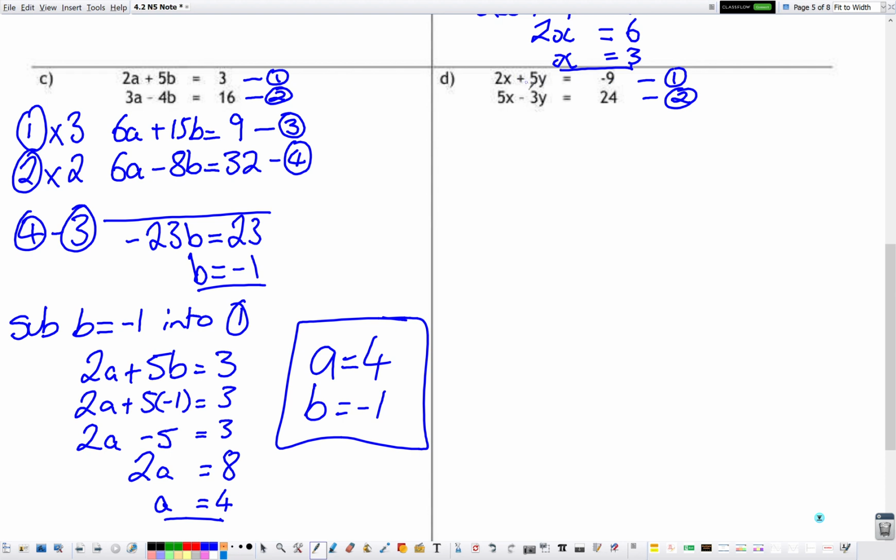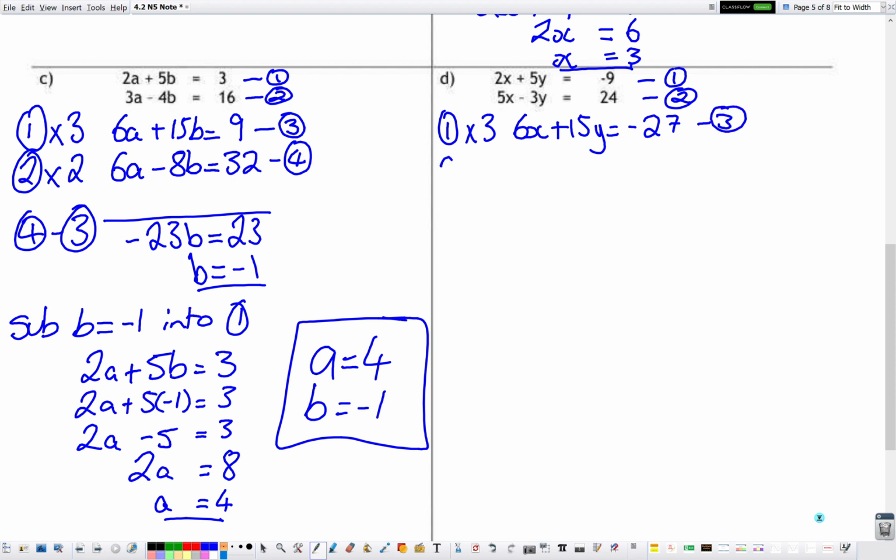So in order to get that to plus 15, I'm going to have to multiply it by 3. So everything in equation 1 is going to need to be multiplied by 3. So write what you've got left: 2x times 3, 6x, plus 5y times 3, plus 15y, and minus 9 times 3, minus 27. That's equation 3.